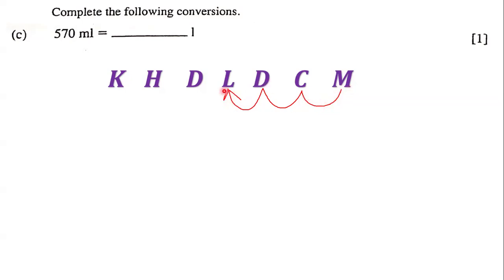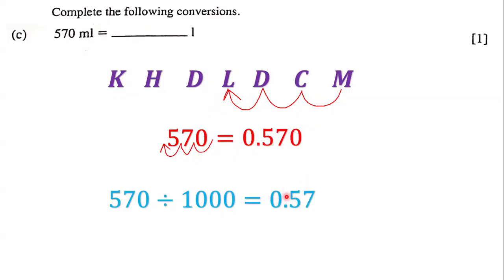We move 1, 2, 3. That means we're going to take our 570 and move it over 3 times: 1, 2, 3. And now we have 0.570. Again, we don't have to keep the 0 at the back if we don't want to; it's optional. So we're going to have 0.57 as our final answer. Again, we divide because we move to the left, and we use 1,000 because it's 3 times. For every time we move over, that's a 0 that we're going to use, all right?